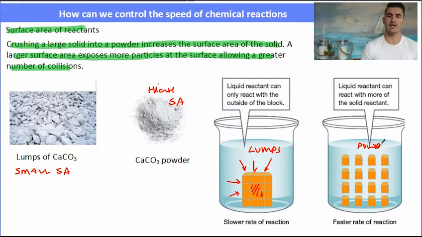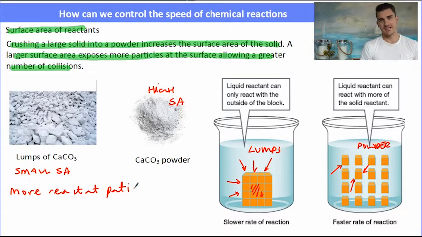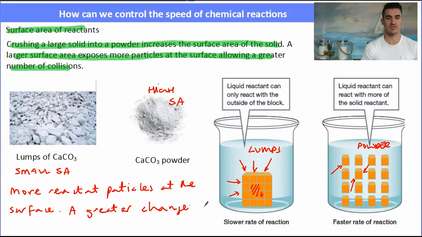If we have a powder, then all of those reactants are separated and the acid can make its way into that powder and react with all of the extra particles at the surface. So if we have something with a larger surface area, we have more reactant particles at the surface, which increases the number of collisions between the two reactants, which will hopefully lead to an increase in the number of successful collisions, or there is a greater chance of successful collisions.